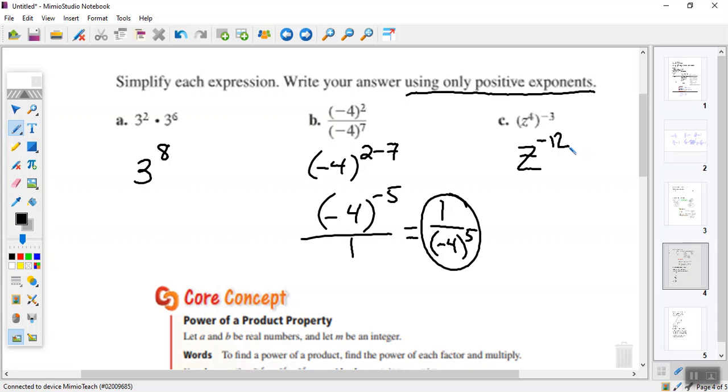What do you think, Dee? Flip them, so it'd be 1 over z to the 12th power. I love it. 1 over z to the 12th power. Okay?